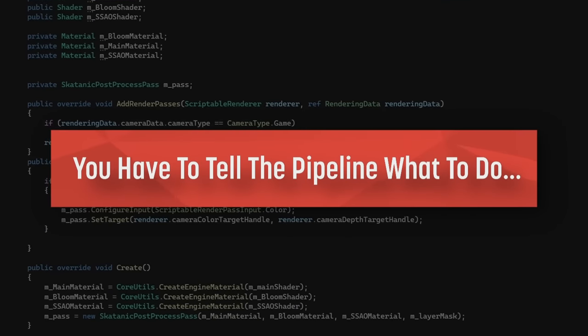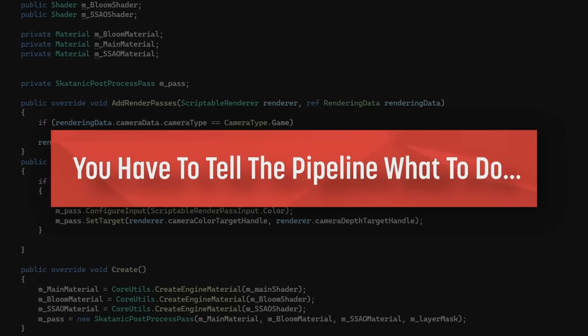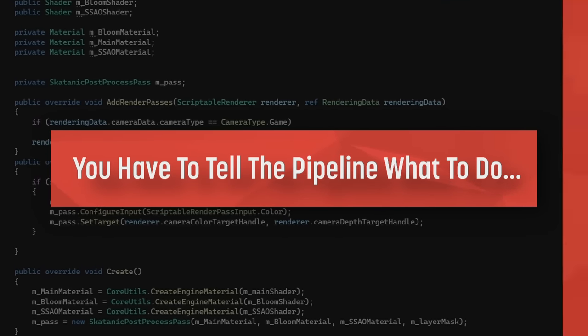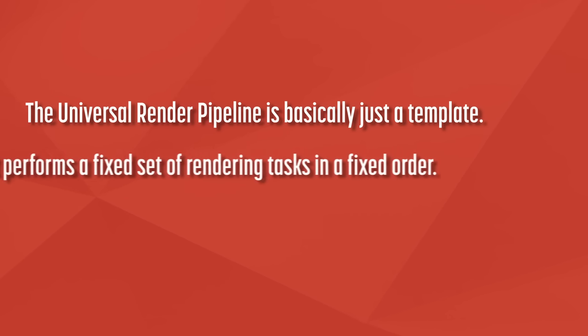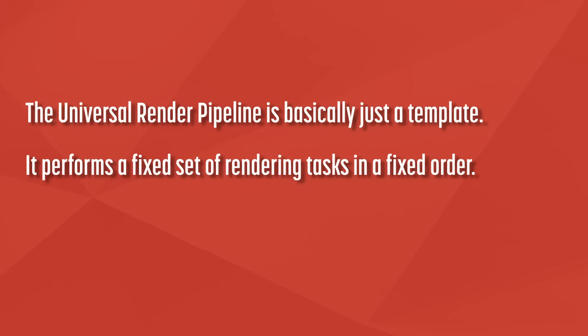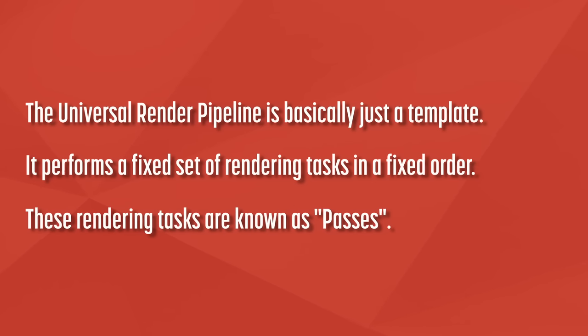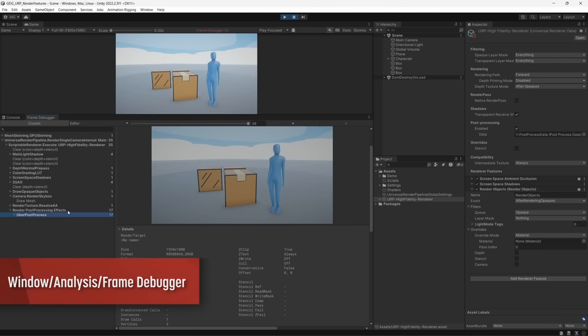In the Universal Render Pipeline, you have to tell it exactly what to do and write your own post-processing renderer. You see, ultimately, Unity have opted to have the Universal Render Pipeline do what the Universal Render Pipeline does, which is render geometry to the screen in a specific order via various passes. If we open up the graphics profiler, we can see this.